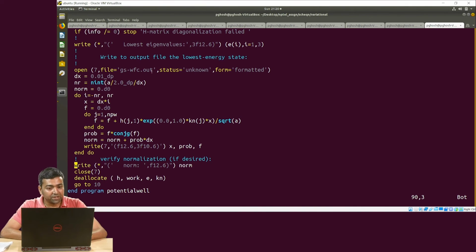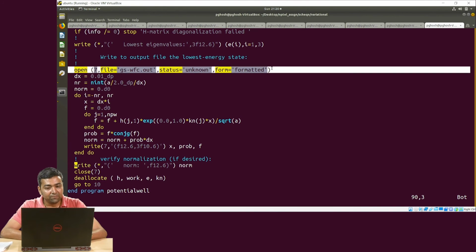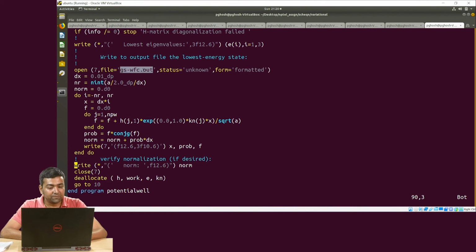This is how it is done in this code. I first open a file with this particular file name, gs-wfc.out, where the wave function will be stored, and I am giving it the unit name 7. Now my wave function is a function of x, so I need to discretize this x here.